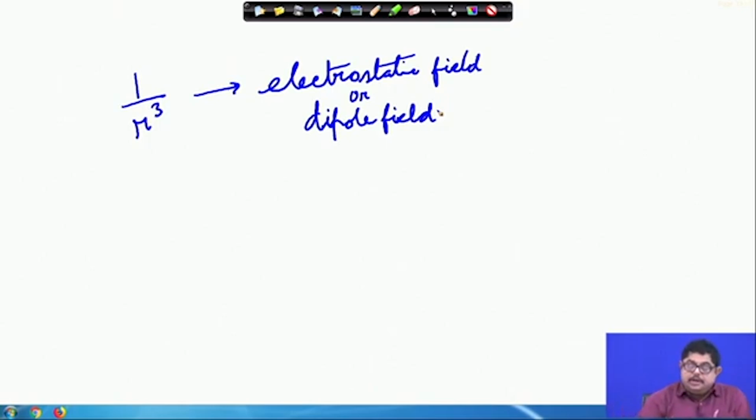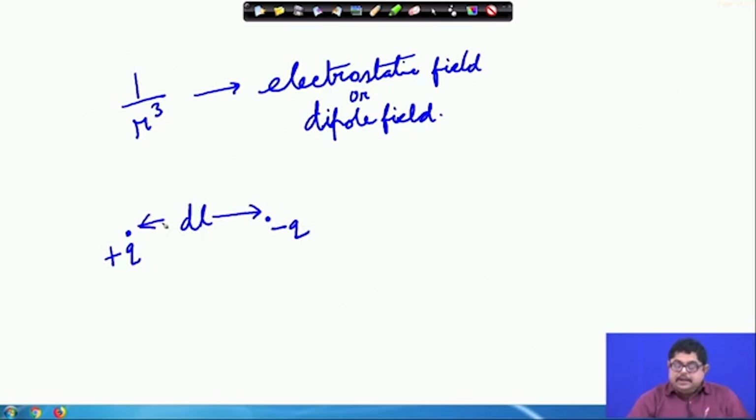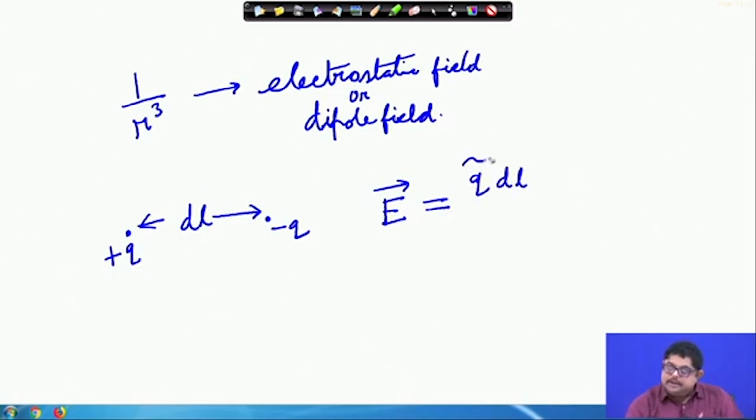Now, here I will recall one thing, that if I have a dipole with point charges plus q and minus q separated by a distance dl, then the electric field, you can easily find out, will be given by this in the phasor form, if we say.